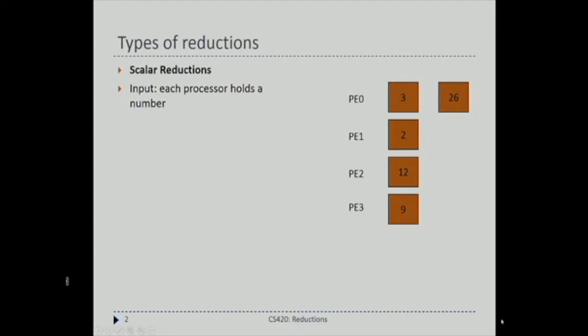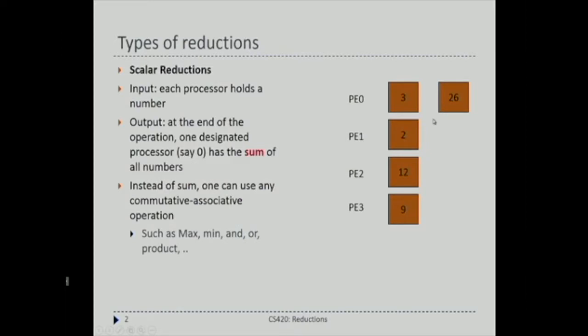Just to remind you of terminology, scalar reductions are reductions where everyone has one number, and the result, the sum of those, is made available in one place. That's just a regular scalar reduction, right? So P0 or whatever is the root of that reduction gets the sum, which is 3 plus 2, 5 plus 12, 17 plus 9, that's 26.